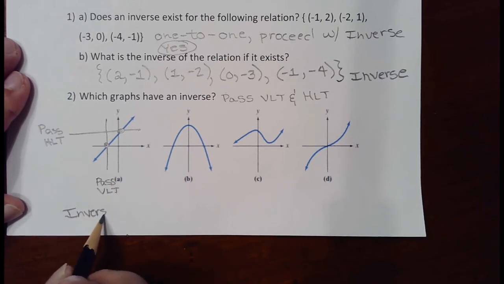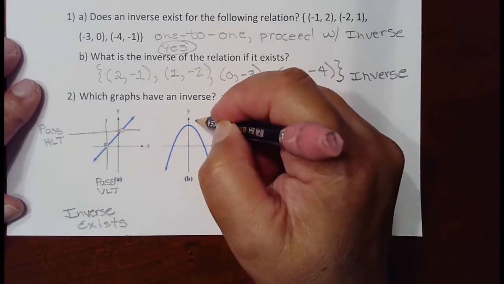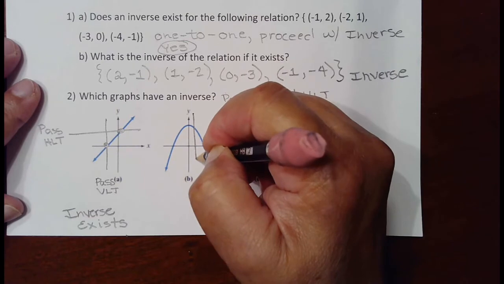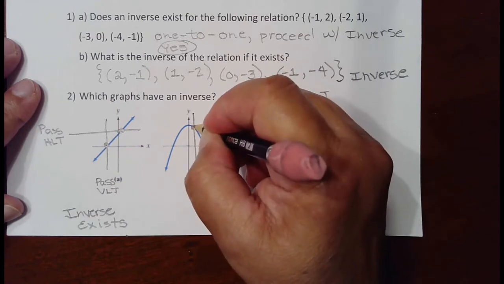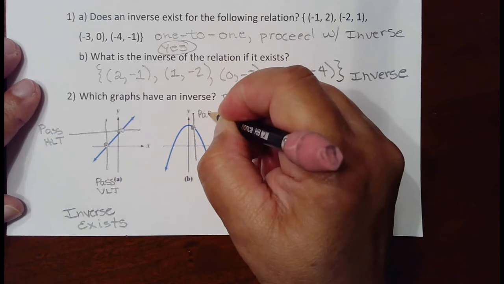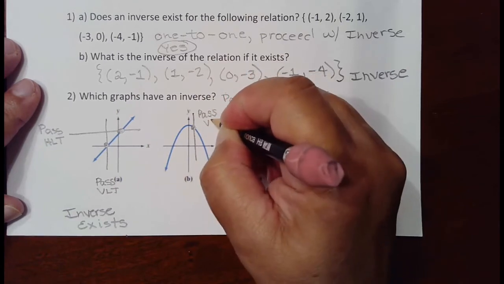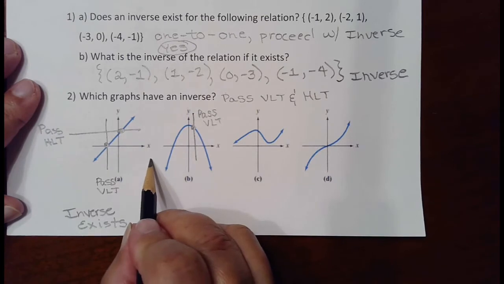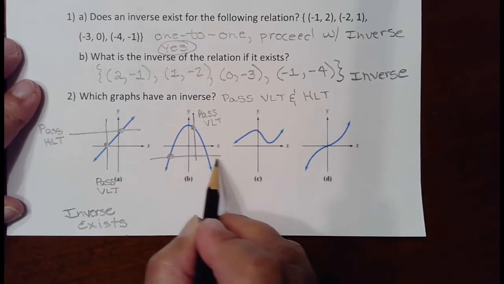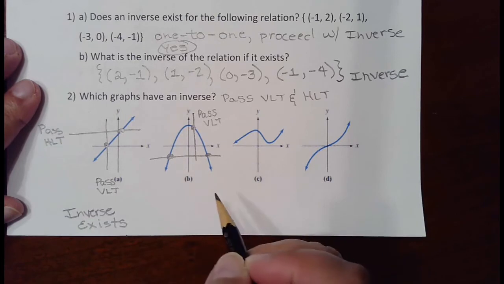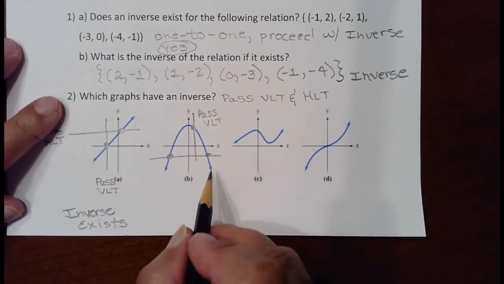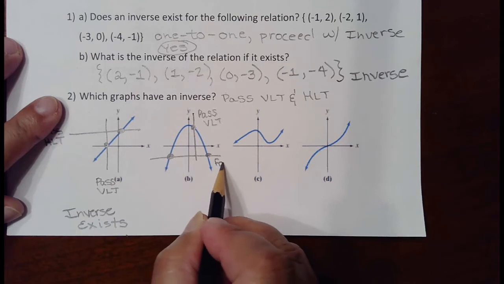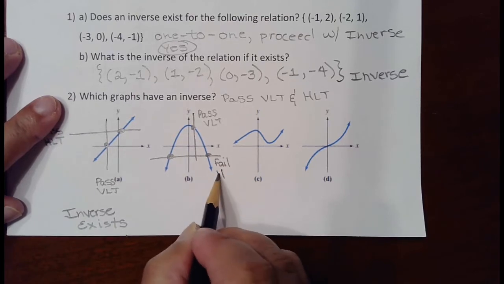Okay, moving to the next graph. Anywhere we feel like drawing a vertical line, we can do so. You should be able to do it anywhere you want, and it does pass the vertical line test. So we're good with that. However, when you go to do the horizontal line test, it fails it. Any line that you draw can only make contact with the graph one time. So since we failed the horizontal line test, we say no inverse exists for this particular graph.